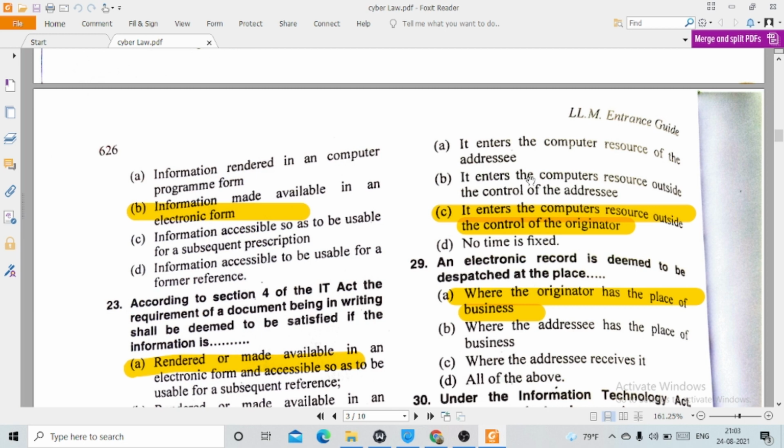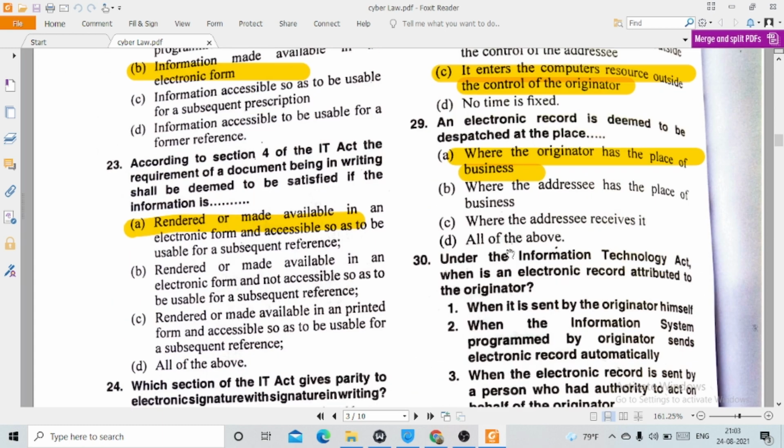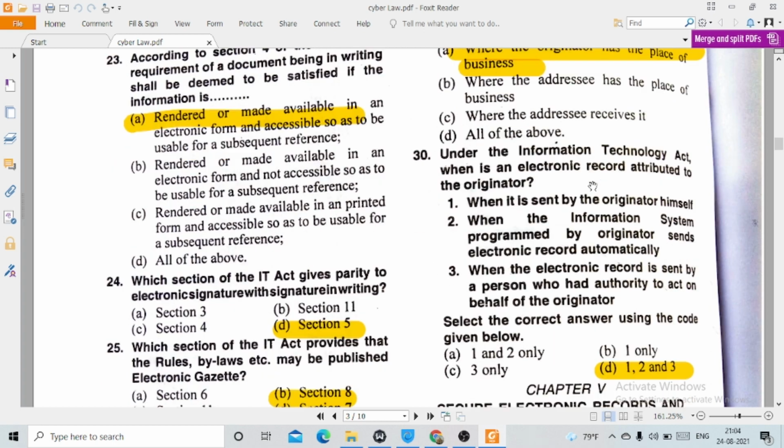29. An electronic record is deemed to be dispatched at the place, option number A, where the originator has the place of business. 30. Under the Information Technology Act, when is an electronic record attributed to the originator? This is actually option number D, 1, 2 and 3. When it is sent by the originator himself, and the information system programmed by originator sends electronic record automatically. Third, when the electronic record is sent by a person who had authority to act on behalf of the originator. So all these cases attribute to the originator who sends through an electronic record.